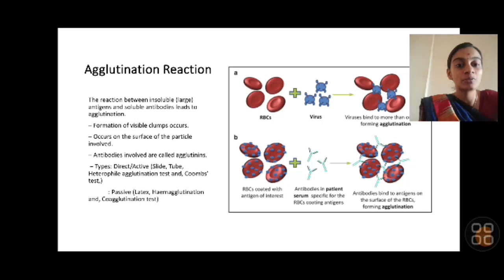Antibodies involved in these reactions are called agglutinins, and the types include direct or active, where we can do the test using slide or tube, also known as the Coombs test or agglutination test. Whereas in the passive type, latex agglutination, hemagglutination and coagulation tests can be done. This picture shows the reactions.